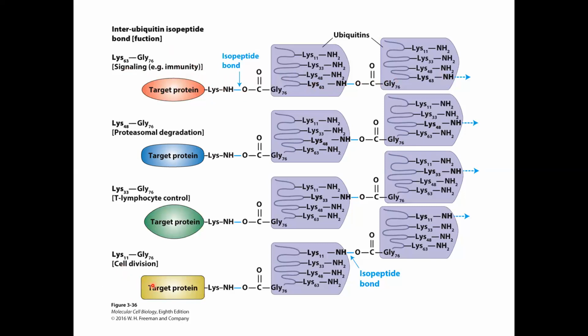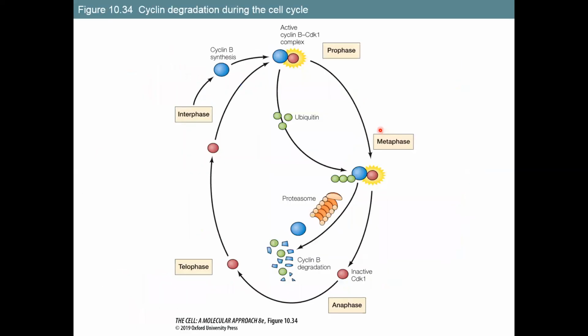this process being involved in cell division, where we have target proteins that are being ubiquitinated in chains of lysine 11. So these different patterns are what's being recognized by different players downstream. The proteasome is looking specifically for this chain of lysine 48 linked.